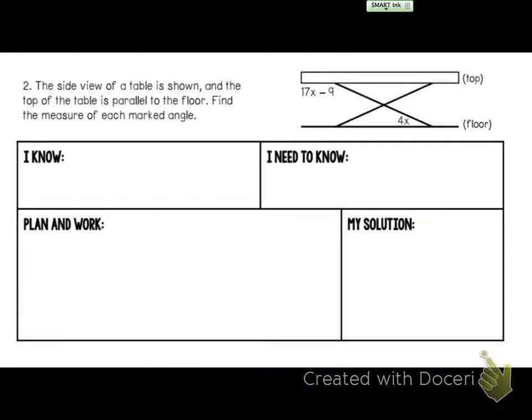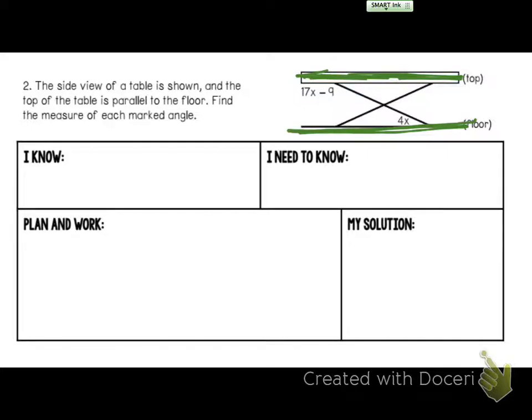Okay, so number 2. It says the side view of a table is shown, and the top of the table is parallel to the floor. So here's the top of the table, and here's the floor. Okay? Find the measure of each marked angle.